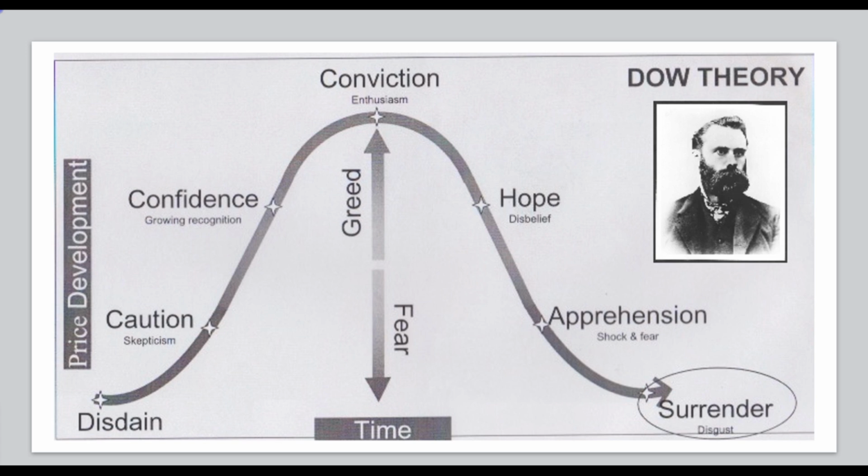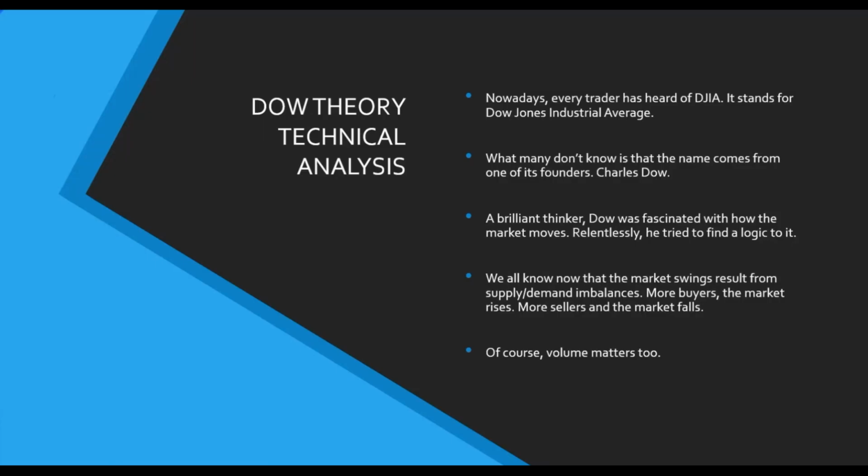Now, Dow broke down all of this into his price development. And this is really the basis of where we got this technical analysis. But Dow was a journalist. He wasn't a financial analyst. He wasn't a mathematician. He wasn't a statistician. He was a very intelligent man who made observations and wrote about them. Nowadays, every trader's heard of the Dow Jones Industrial Average.